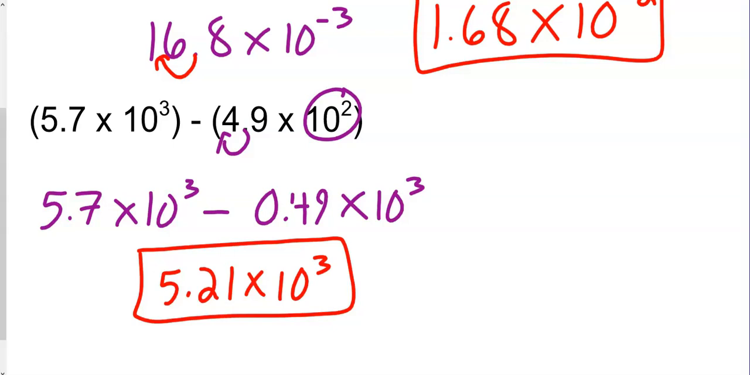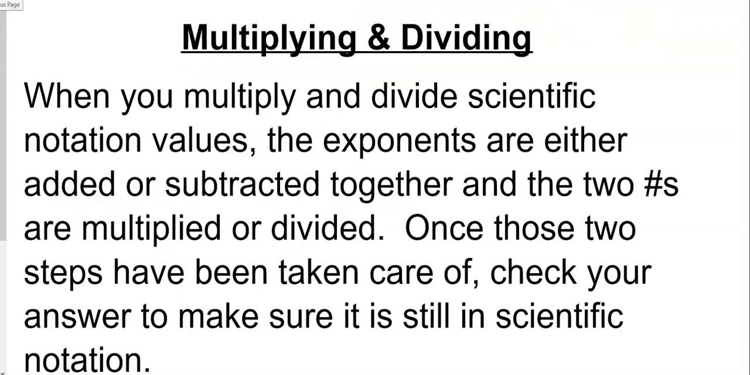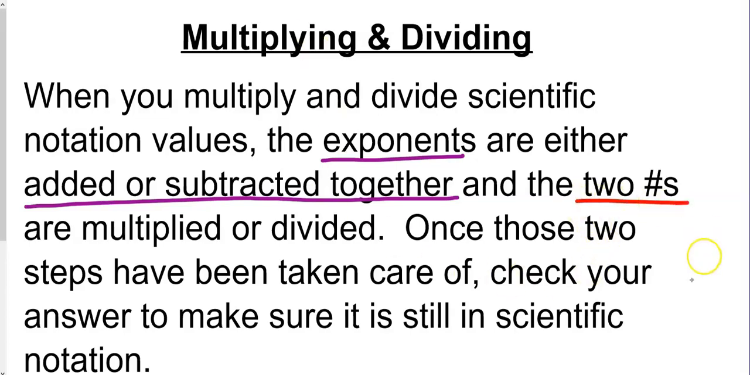All right. Let's work some multiplying and dividing. Multiplying and dividing is nice and easy. Okay? We don't have to worry about bumping numbers up or down to do our multiplying and dividing. So when you're multiplying and dividing scientific notation values, when you're dealing with the exponents, you are either going to add or subtract the values together. Okay? When it comes to the numbers, you actually do the multiplying or dividing.